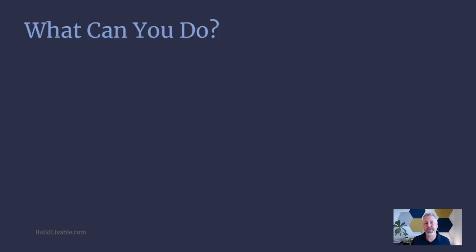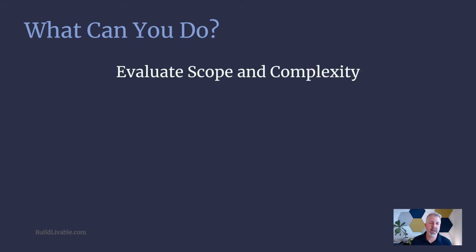So then the question really becomes, what can you as a homeowner do to help bring down some of these costs if that's a concern for you? So let's look at some things that you can do. The first thing is a really big picture question about scope and complexity. So scope is really the parameters of your project.